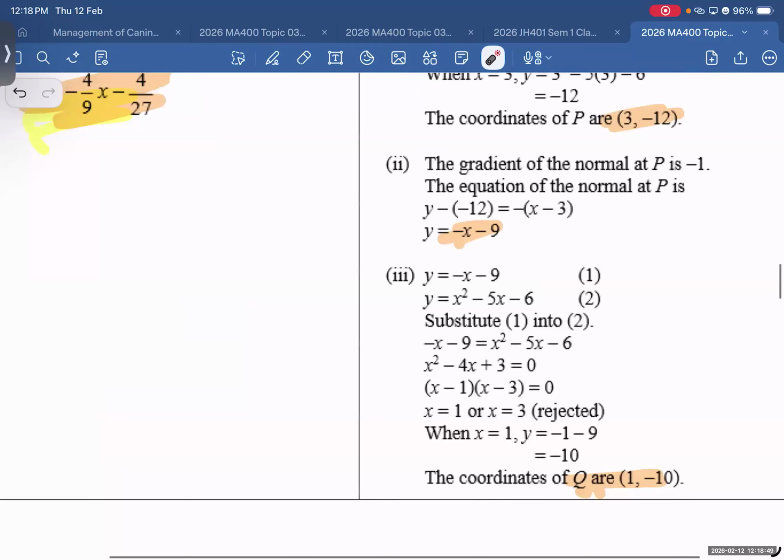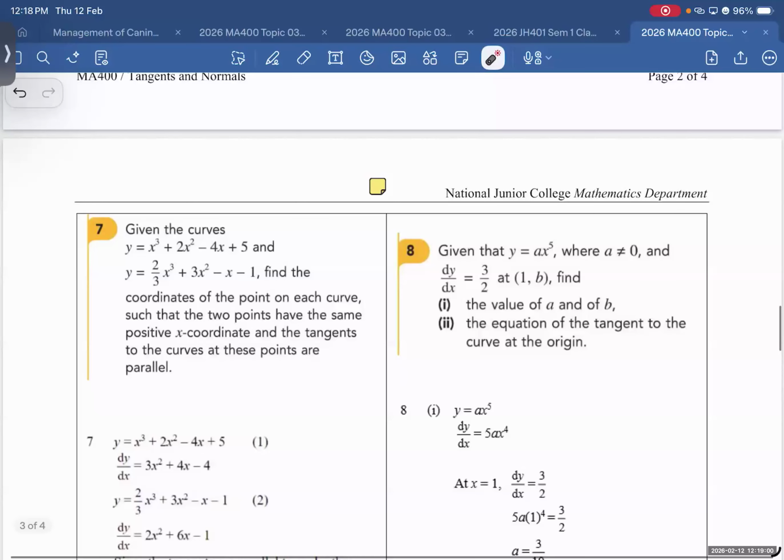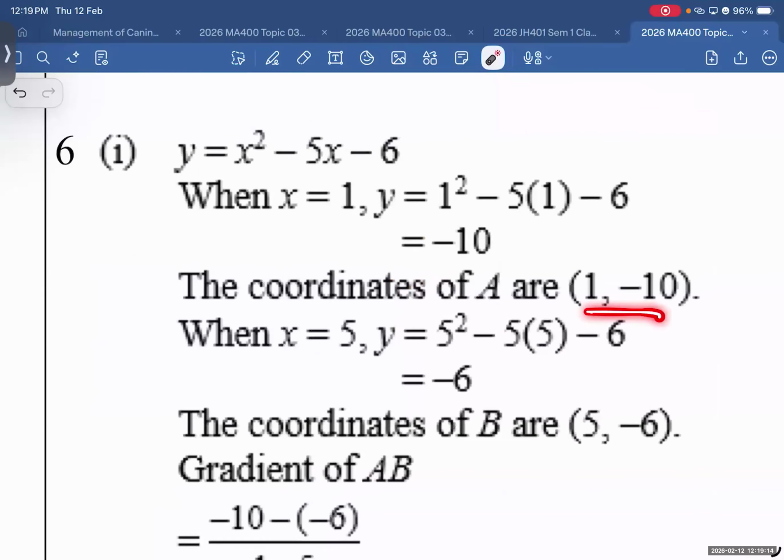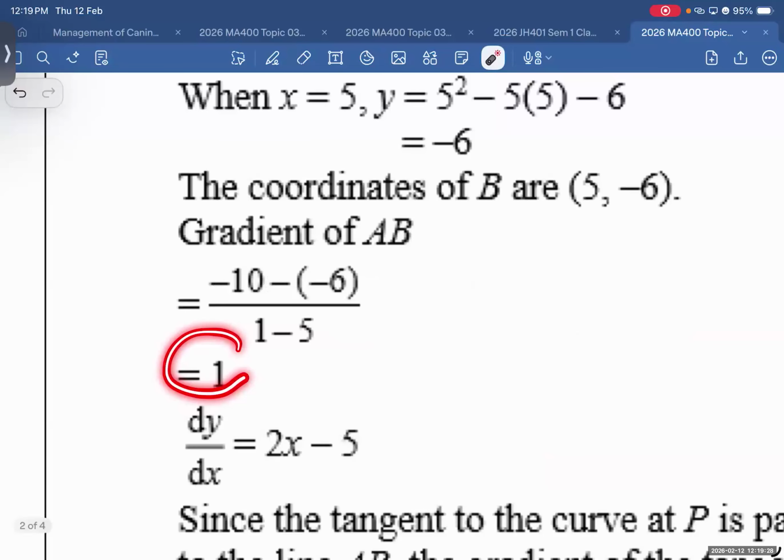Here. Okay, do you get 1 and 3? 6.1. 6.1 is it? Okay, 6.1, I asked you, do you get the coordinate of A? One comma negative 10. Do you get coordinate of B? Do you get the gradient of AB? Okay, good. At least you know where went wrong. Okay, good.